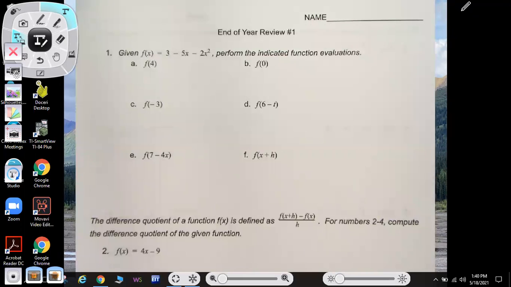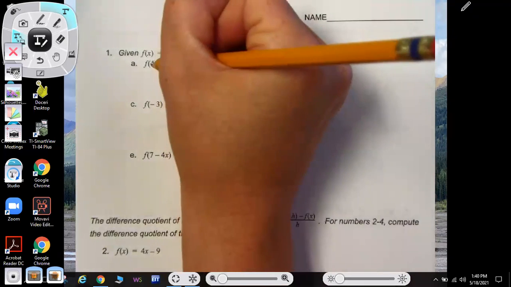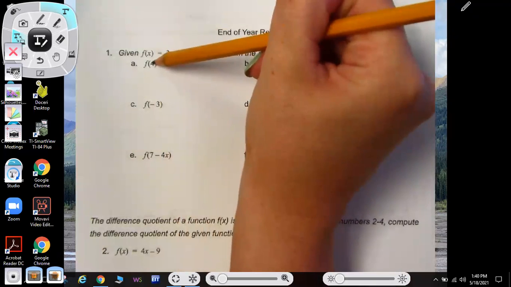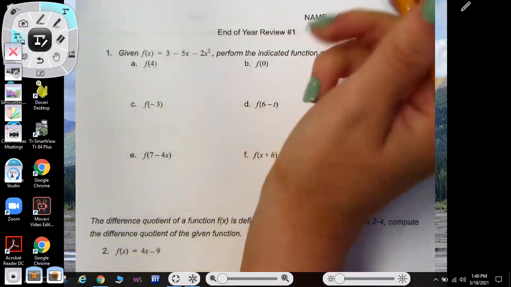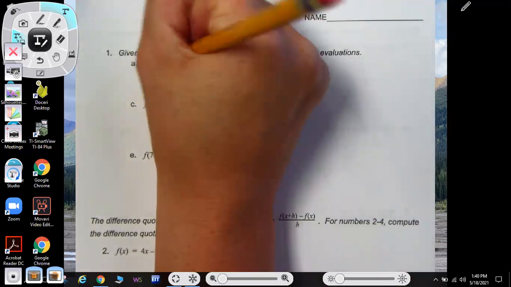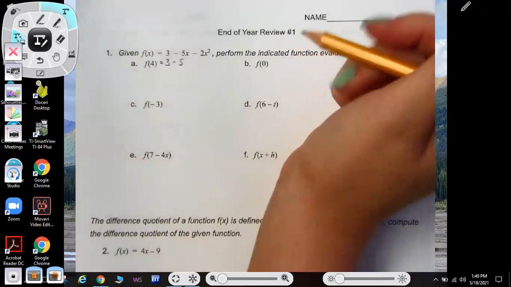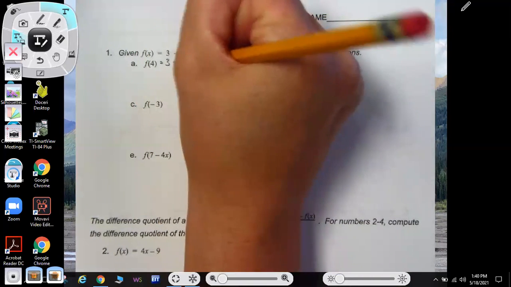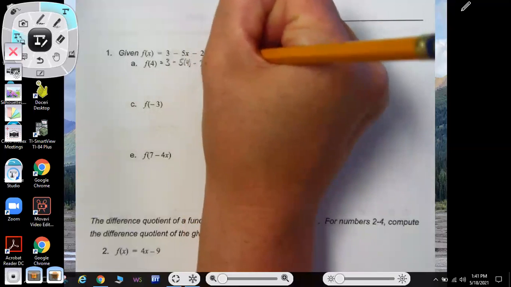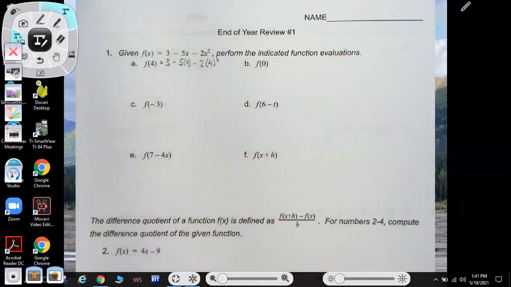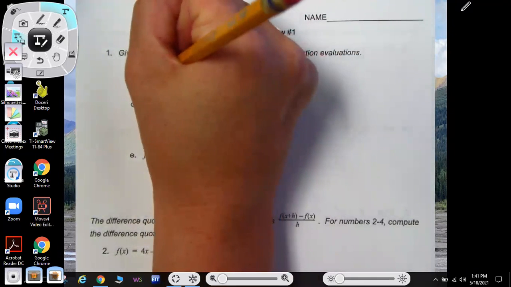Okay, number 1, it says given f of x equals 3 minus 5x minus 2x squared, perform the indicated function evaluations. So in function notation, whatever is inside the parentheses gets put in for x in our function. So f of 4 would be 3 minus, and instead of 5x, it'll be 5 times 4 minus 2 times 4 squared. And then we're just going to evaluate what this gives us.